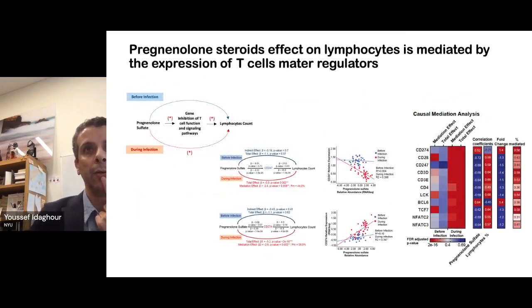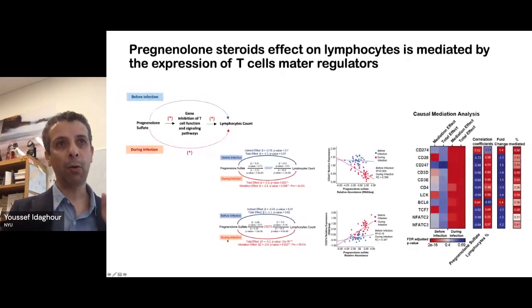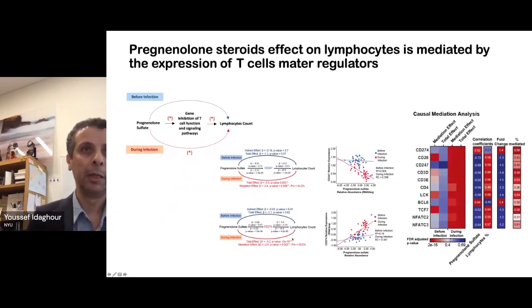I won't have time to go into the details. We've done a lot of follow-up statistical analysis to really look at the effects between the transcriptome and the steroids and lymphocyte counts, and through this analysis that we call causal mediation moderation analysis, we now have strong evidence that these metabolites affect lymphocyte counts through regulation of these master regulators of T cell function. This is the list that we looked at, and before infection, we don't see a strong mediation signal for most of the genes. And as you can see here, during the infection, we see a very strong mediation effect. And when I say moderation on top of mediation, what I mean is that this effect is only seen during infection. Because keeping in mind, those metabolites and genes are actually present before infection, but the relationship between them doesn't have any effect on lymphocyte counts before infection. We only see it during infection.